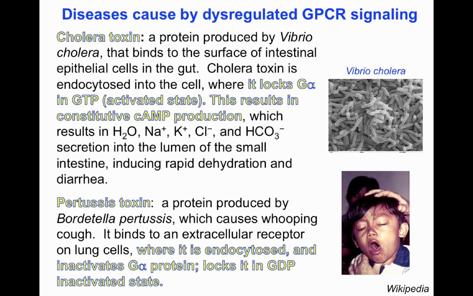Now, the other disease that is affected by a GPCR is going to be whooping cough. Whooping cough is caused by the toxin from the bacteria Bordetella pertussis. And the whooping cough is going to cause you to wheeze and cause a whooping sound. When the toxin binds to the receptor in the lungs, it's going to get endocytosed. And now what it's going to do is inactivate the G-alpha protein, locking it in a GDP inactive state. That is basically going to prevent the cells in the lung from being able to move the mucus. And because they're unable to move the mucus of the lung, you end up choking on the mucus, having the horrible cough that is characteristic of whooping cough.